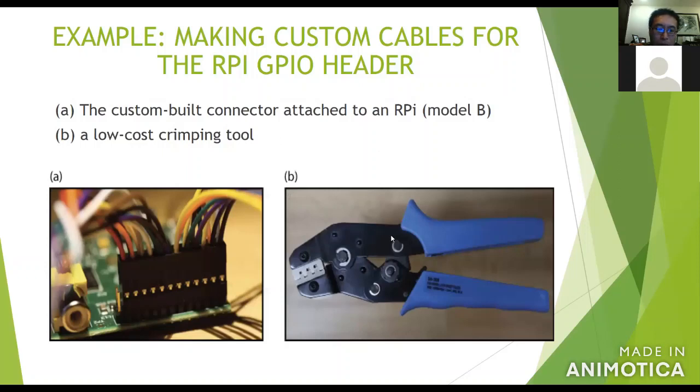These are some tools that we can use to create connectors. And we know for Raspberry Pi, we have a GPIO. For the GPIO, you can create custom cables like this. To create a custom cable like this, you have to use certain tools to do that.